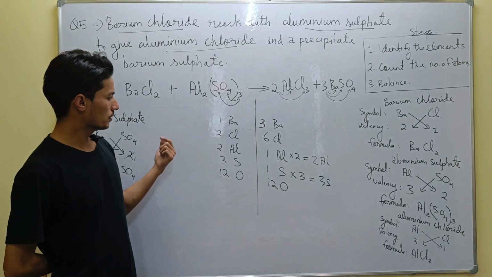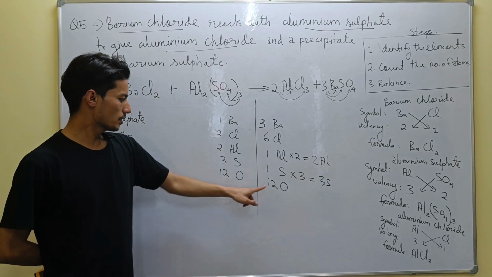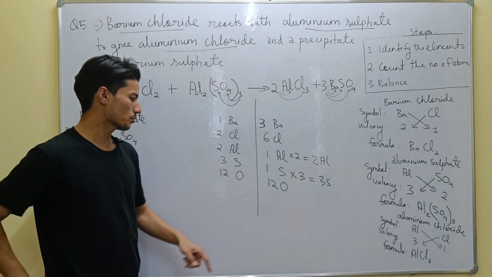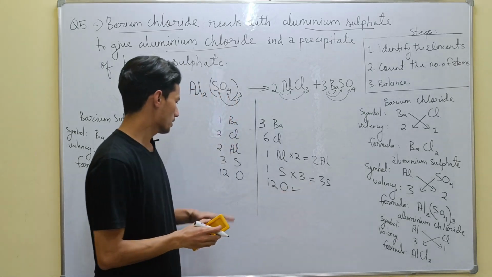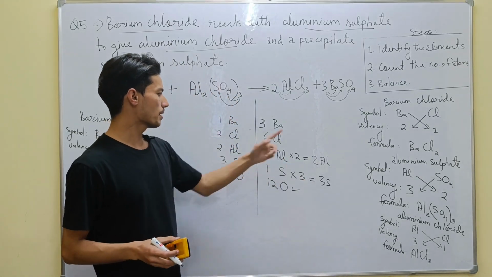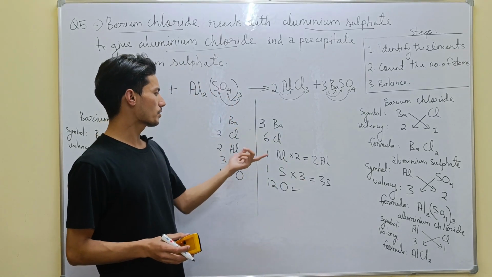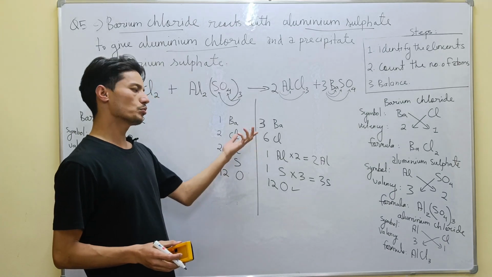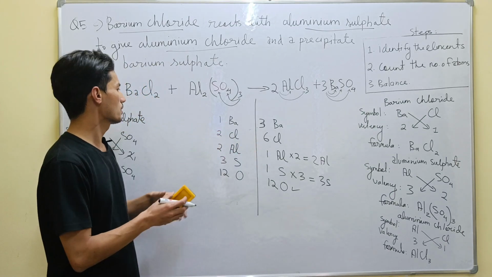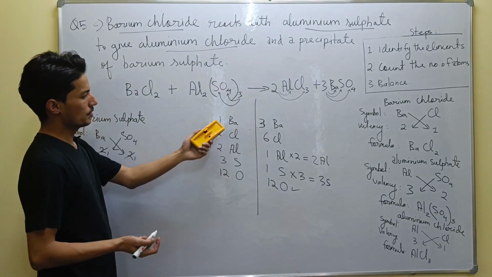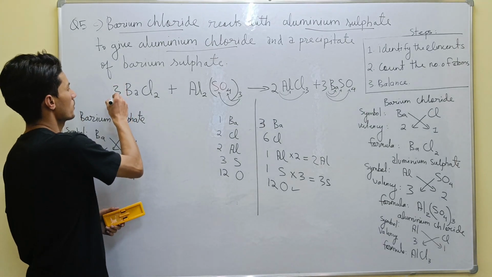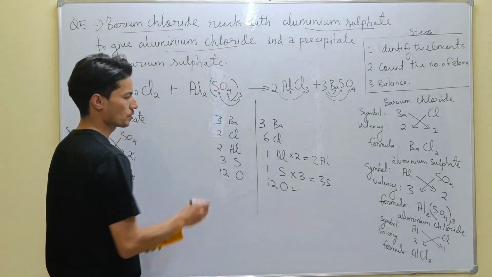Then to whom do I balance now? Well, see, the number of oxygen has automatically balanced, so good. So oxygen is balanced, sulfur is balanced, aluminium is balanced. Now all that is left is barium and chlorine. Now to whom will I balance? I'll balance barium first. So I see 3 barium there. So I have to make 3 barium here, so I put 3 here. By putting 3 here, this becomes 3 barium.